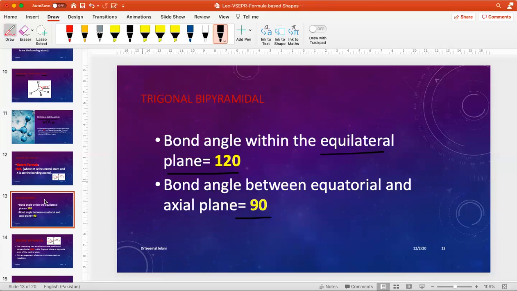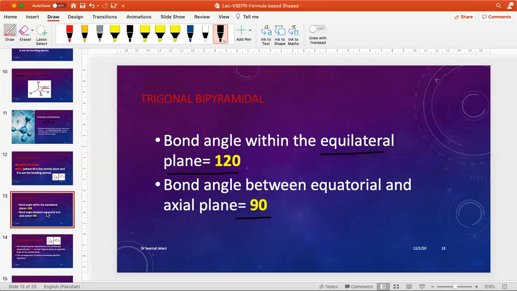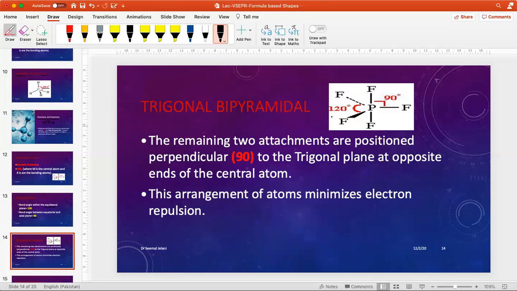This is the 120. Let's see where the 120 is. This is the 120 and this is angle 90. So the bond angle 120 is in the equilateral position. So this is the equilateral plane, and the bond angle between equatorial and axial plane is 90. So these are the 2 different angles found in trigonal bipyramidal.